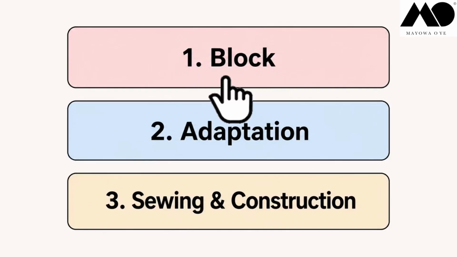When a garment does not work properly the way I expect it to, I like to think of the problem in three layers. Layer one, the block. Layer two, the adaptation. Layer three, the sewing and construction. The block is your foundation. It is the base pattern you're starting from.